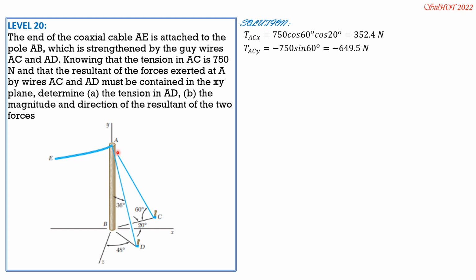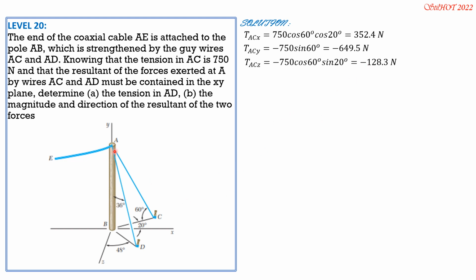Then TACZ, this is the positive z-axis, so it is in that direction. Because tension along BC is 750 cosine 60, and this component is opposite to 20, so negative 750 cosine 60 times sine of 20. TACZ is negative 750 cosine of 60 degrees times sine of 20. Opposite to 20, so times sine of 20. Just make it negative.